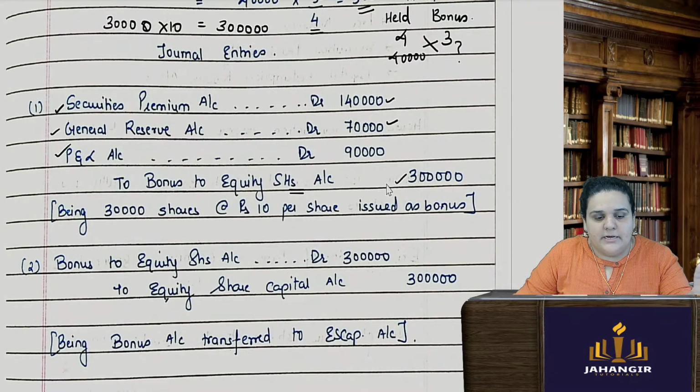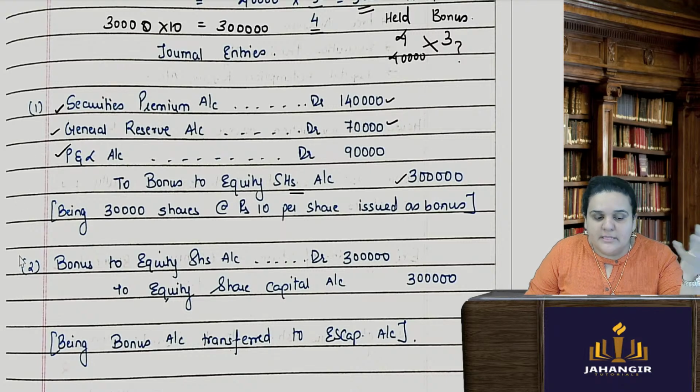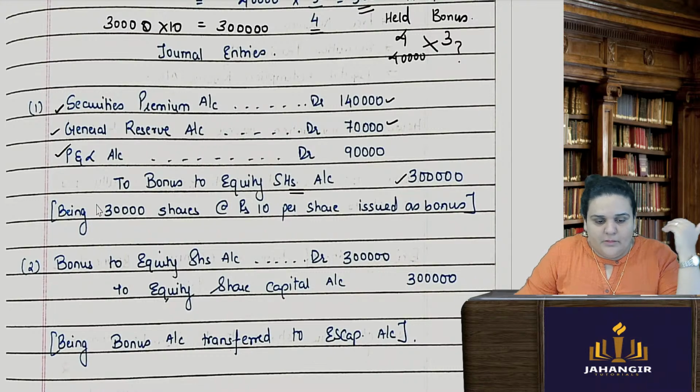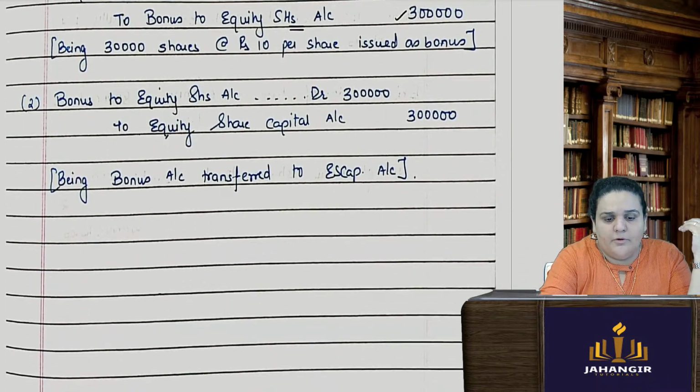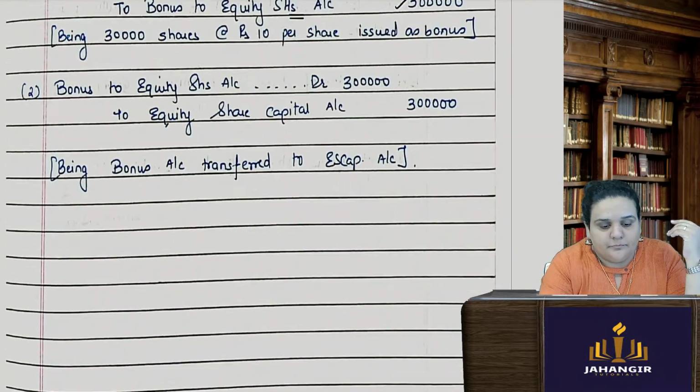So simple, the journal entries are. Bonus issue journal entries are only two. All the reserves which you are using, to bonus; and then bonus to equity shareholders, to equity share capital. Like how we were doing receipt and transfer in the issue of shares, something here is the same. Here there is no receipt, but here it is taking up from the reserves. Being bonus account transferred to equity share capital account.